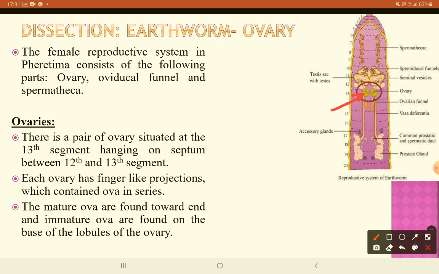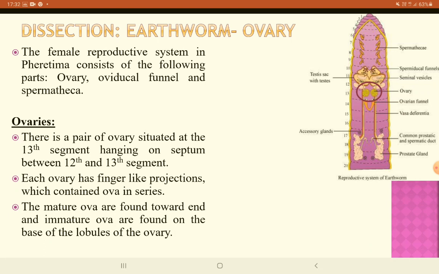Okay, so ovaries are a part of the female reproductive system, and in Pheretima the female reproductive system as a whole consists of ovary, the oviducal funnel and the spermatheca. You may be wondering why spermatheca is considered under the female reproductive system. Here the spermathecae are the ones which store the sperms, and through which the transfer of sperms takes place during copulation. So generally it is included under the female reproductive system.